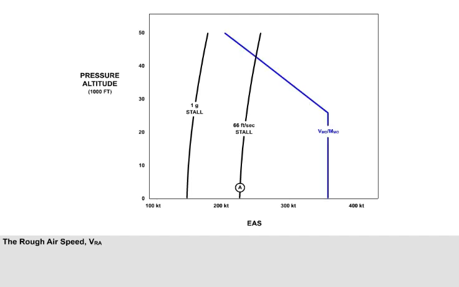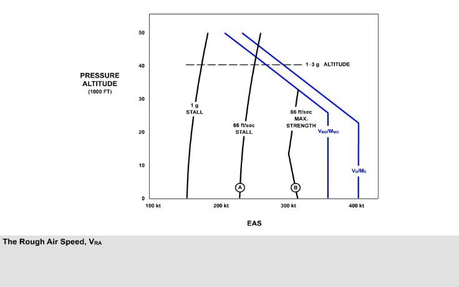The next speed is VMO, MMO. And the highest speed that concerns us is VD, MD, the design dive speed. Next is the speed at which the maximum structural strength is reached if the aircraft is subjected to a gust of 66 feet per second, labelled Bravo. The 1.3 g altitude is the maximum altitude at which the aircraft can sustain an increase of 0.3 g without buffet.